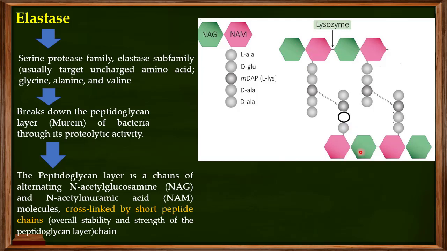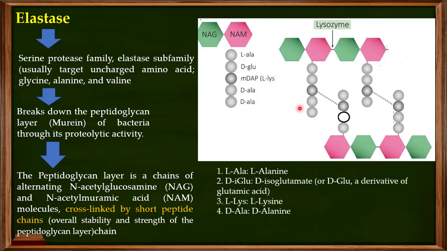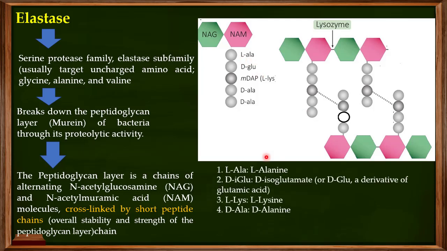Again, you've got the NAM and the NAG. So one NAM from this particular chain is connected to another NAM by these short peptides. If you look at the composition of these peptides, they actually contain L-alanine, and this D-Glu, which is a derivative of glutamic acid, sometimes also known as D-isoglutamate.